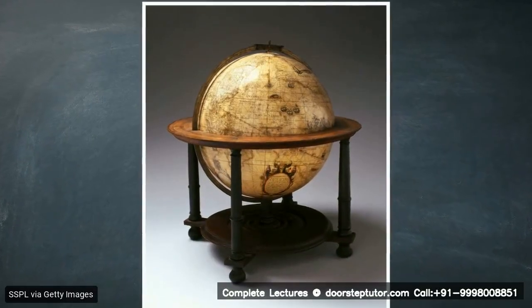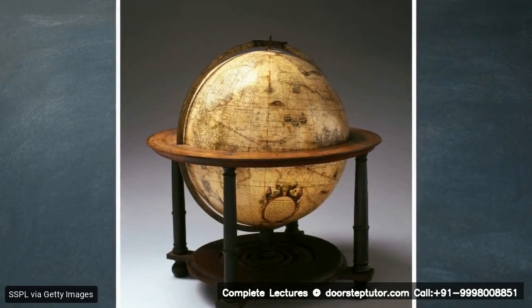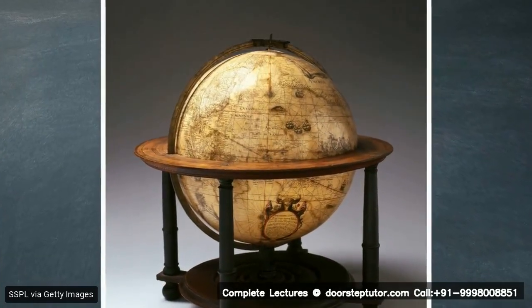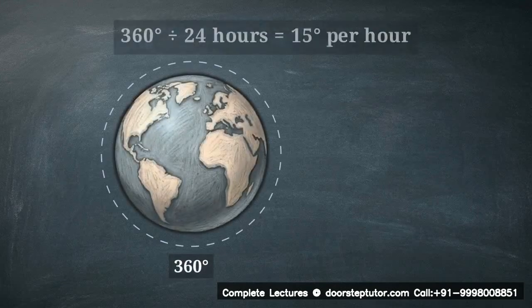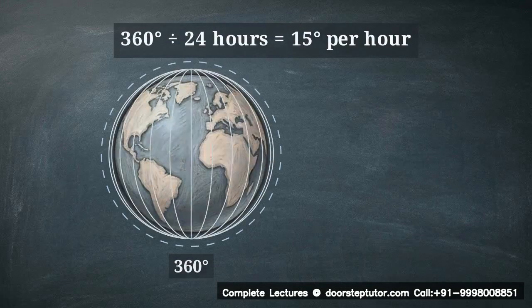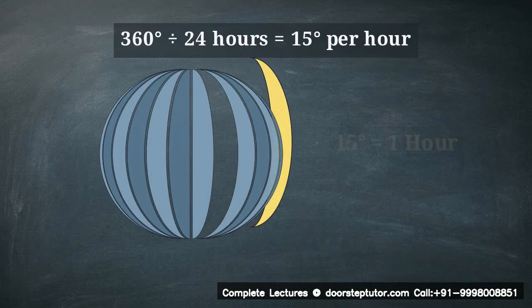The Earth is a sphere spanning 360 degrees of rotation. To complete one full turn on its axis, the planet takes 24 hours. Dividing those 360 degrees by the 24 hours in a day reveals a constant physical relationship. The Earth rotates exactly 15 degrees every hour.